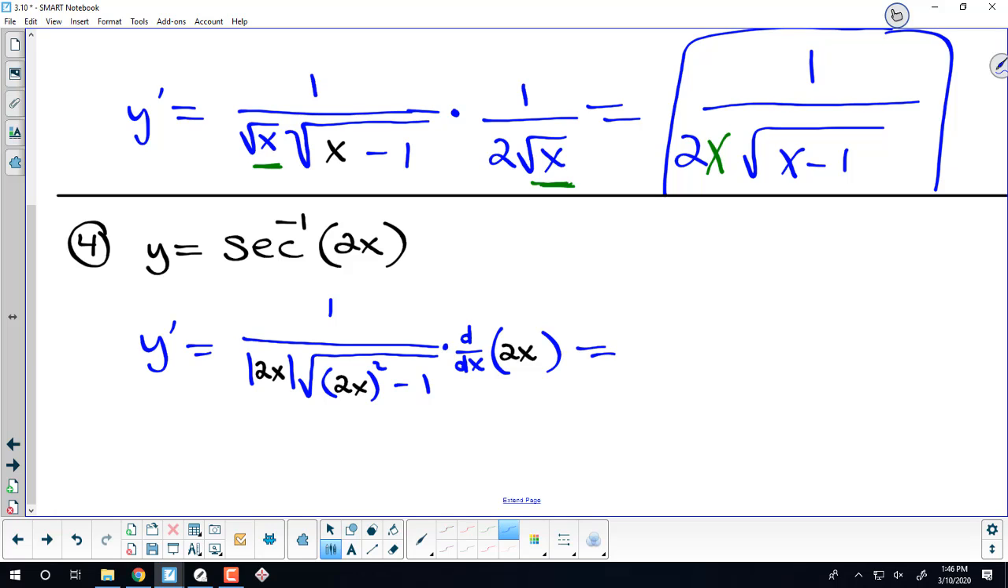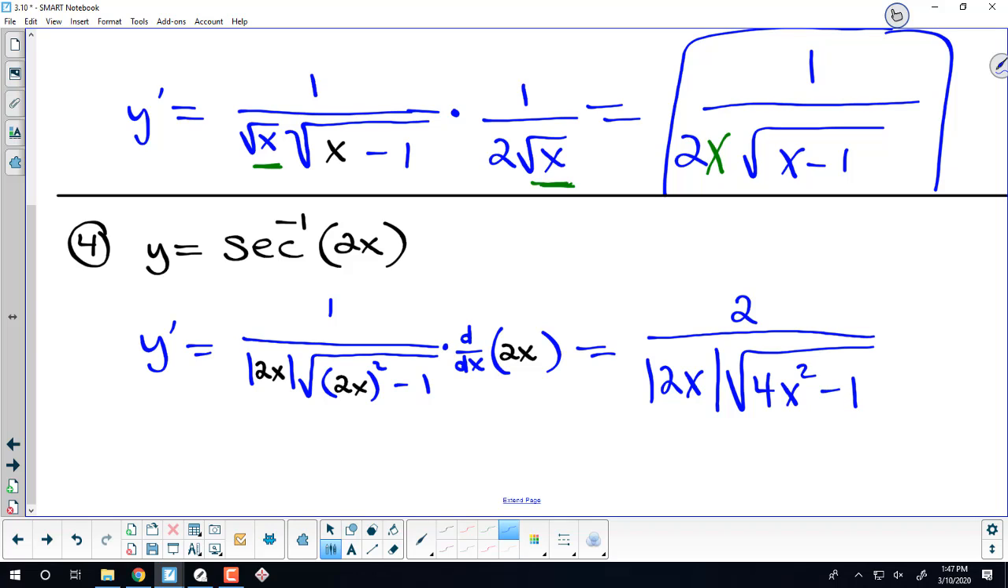So the derivative of 2x is going to give us 2 multiplied by all of this stuff. And we can call that 4x squared minus 1. So can we get rid of the absolute value here with 2x? You've got to think about it a little bit. The derivative, of course, is based off the domain of the original function. And the original function's domain is going to tell us where x is.